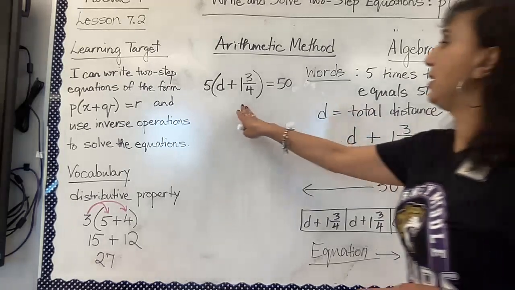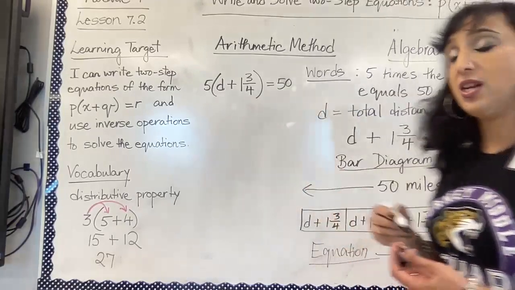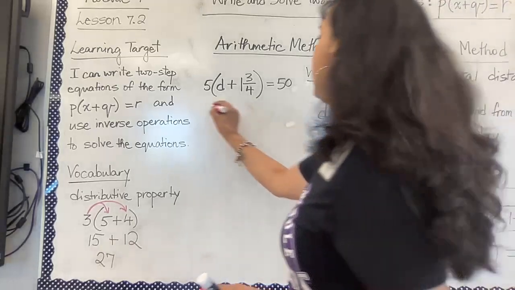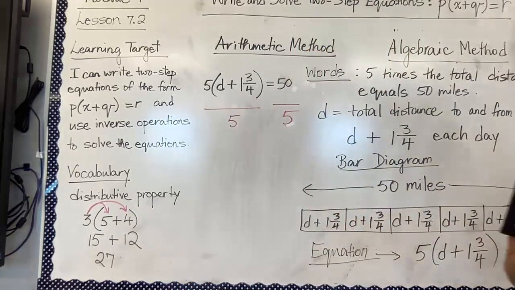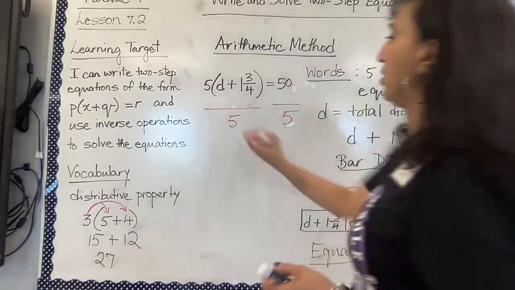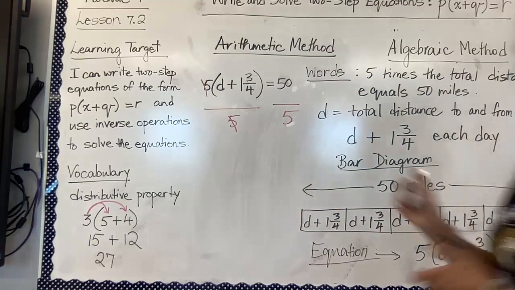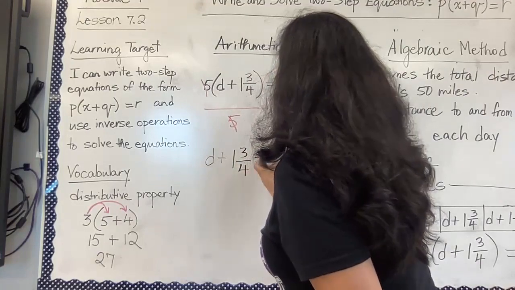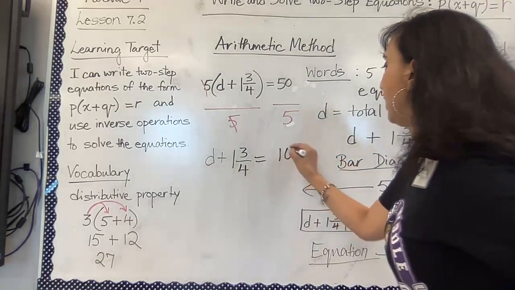So if I'm looking at this, it is multiplication. So the inverse of multiplication is division. So I'm going to use the division property of equality, and I am going to divide both sides by 5, because whatever I do on one side of the equation, I've got to do exactly the same thing on the other side of the equation. 5 divided by 5 is 1. So then I'm left with D plus 1 and 3/4 is equal to 50 divided by 5, and that gives me my 10.